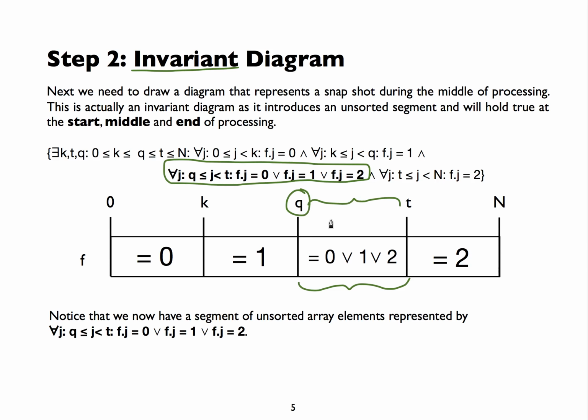Now that we have this segment that represents a snapshot of the middle of processing, we can use this to roll backwards to see where k and t were at the beginning of processing, roll forwards to see where they are at the end of processing, and we can look at the particular steps we need to take in the middle of processing in order to figure out what our program will look like.